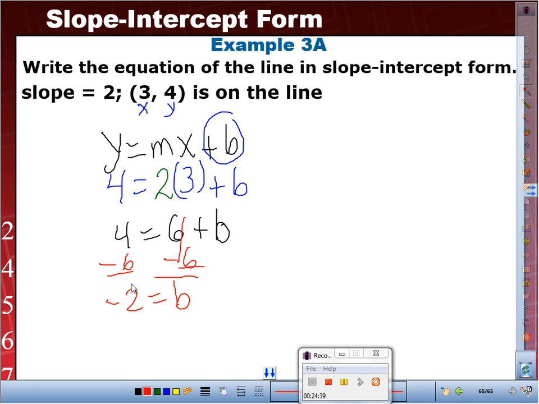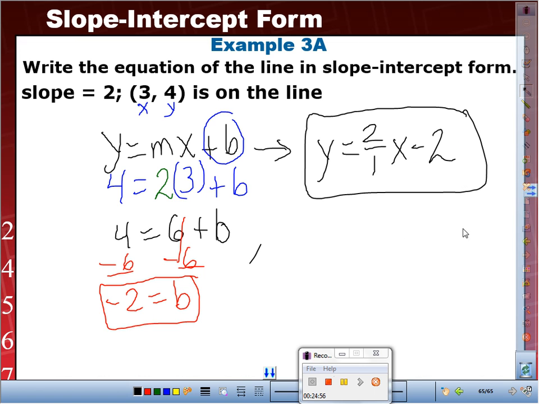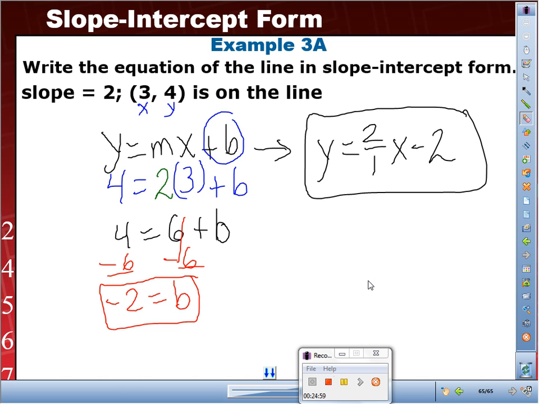Do we have now enough information to write our equation? Yes. So once again, we write, well, we already have it here. Y equals, what is our slope? 2/1 x. And what is our y-intercept? -2. See what we did there? Pretty cool, huh? Yes? Okay. Questions, comments, autographs? No? Okay.